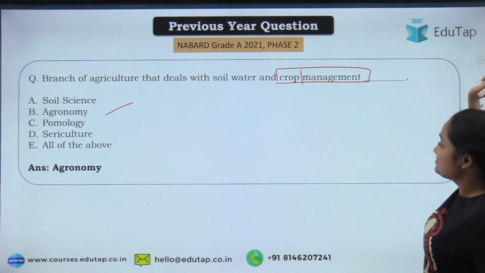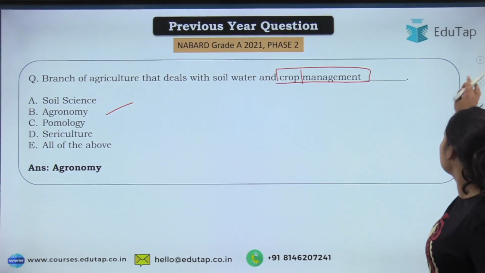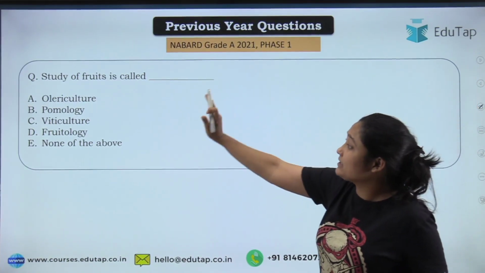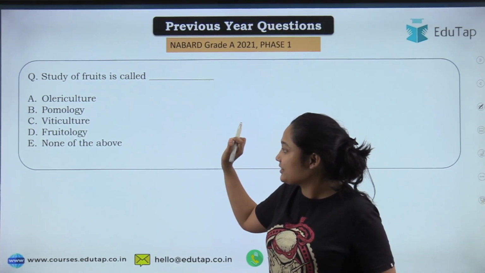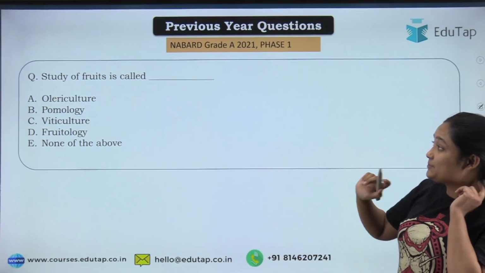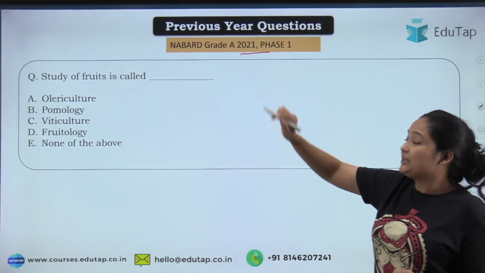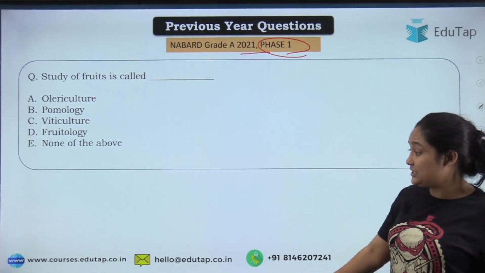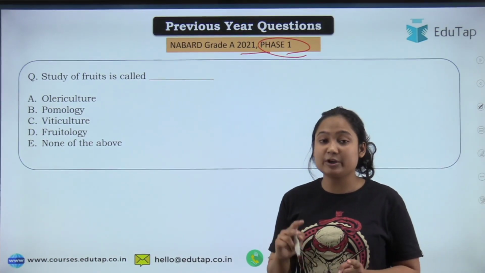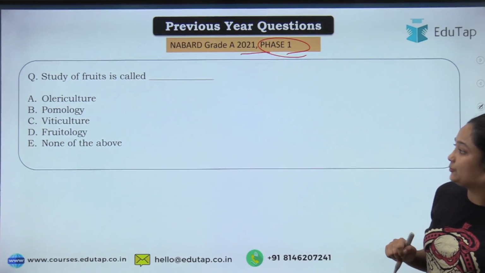So now let's move to our next previous year question, and your question is: the study of fruit is called, and your options are olericulture, pomology, viticulture, fruitology, or none of the above. Now this particular question appeared in your NABARD examination in year 2021 in phase 1. Okay, so this revision series is important for both phases, phase 1 and phase 2.